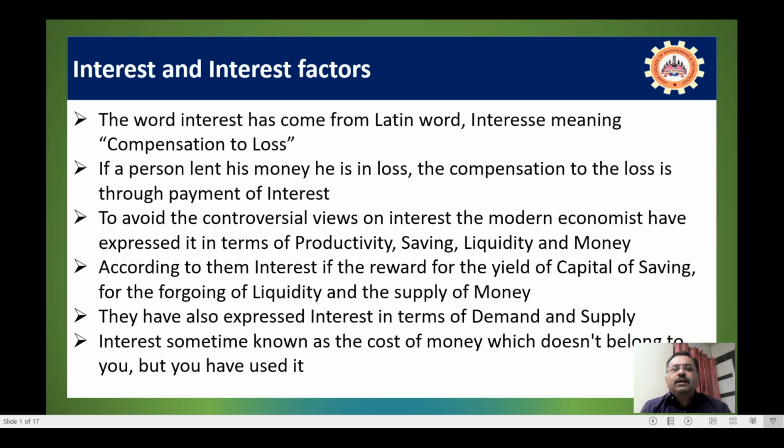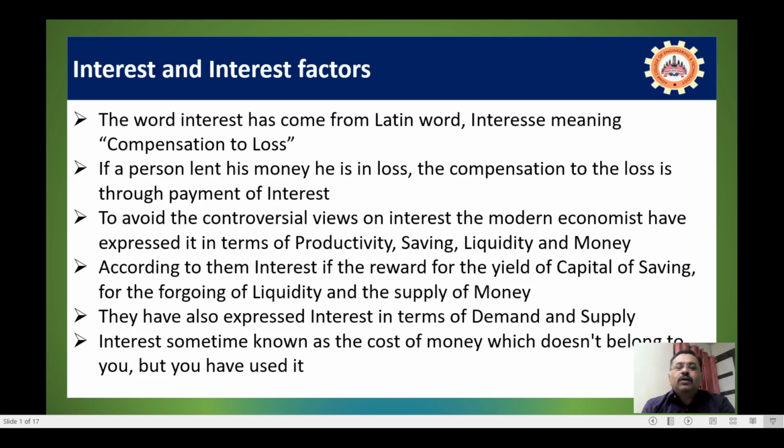The word interest has come from the Latin word interestis, meaning compensation for the loss. That is, if a person is getting a loss for lending his money, his property, or his product, the compensation that he is going to get for lending something is what is called interest in common words. If a person lends his money, he is in loss. The compensation for the loss is through the payment of interest.